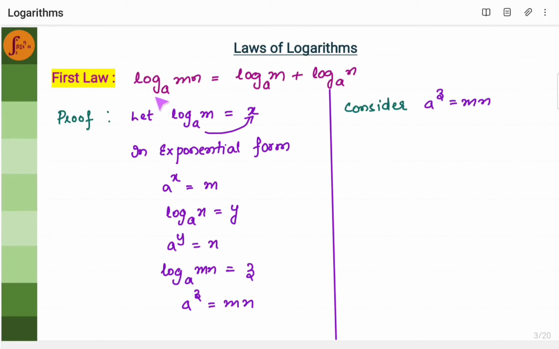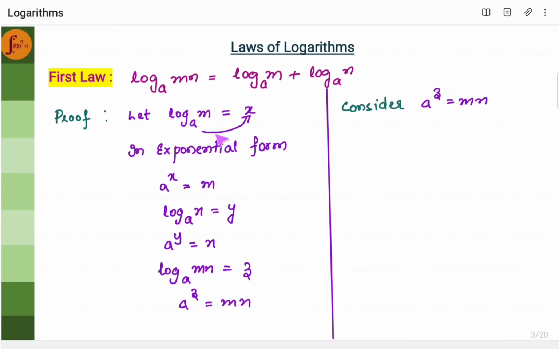The first law is log of mn to the base a is log m to the base a plus log n to the base a. If you remember the laws of indices, the same formula, same method. We said that a to the power m into a to the power n is equal to a to the power m plus n. Same thing here. If you have log mn, log m into n is equal to log m plus log n. So whenever there is multiplication, you can split it and add.